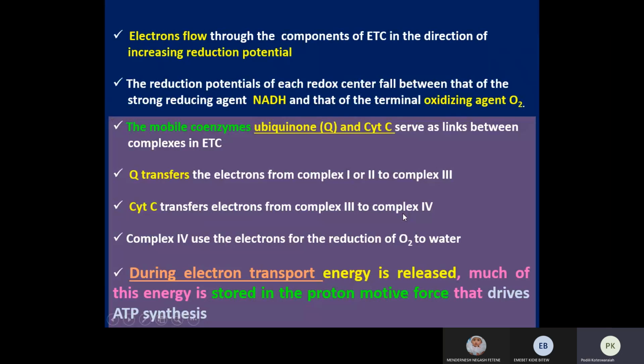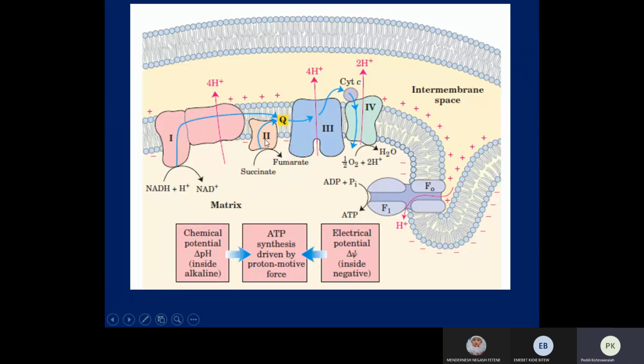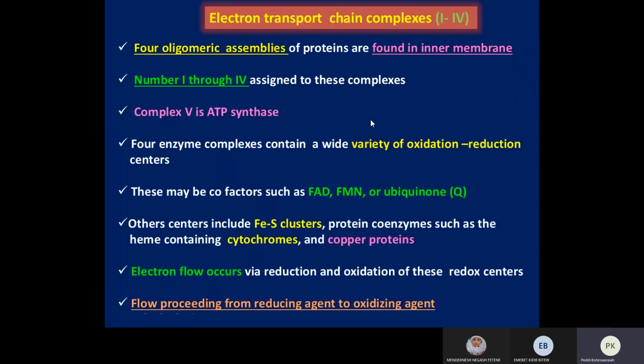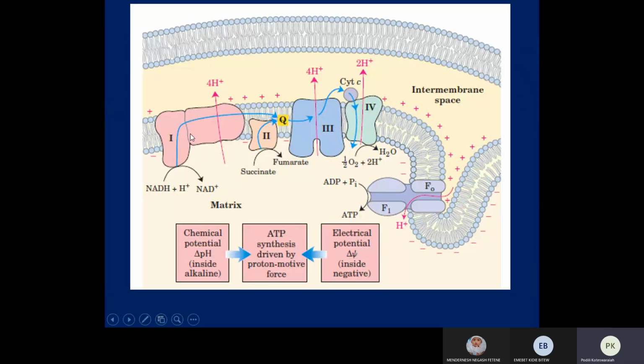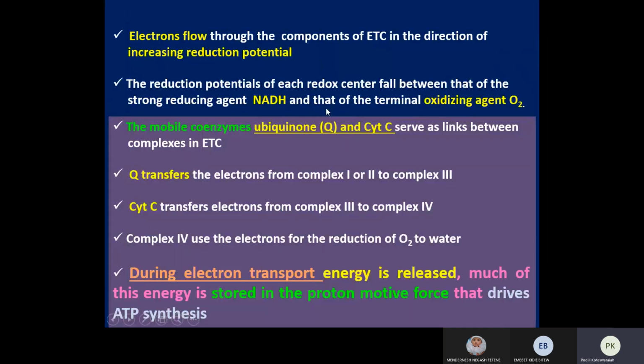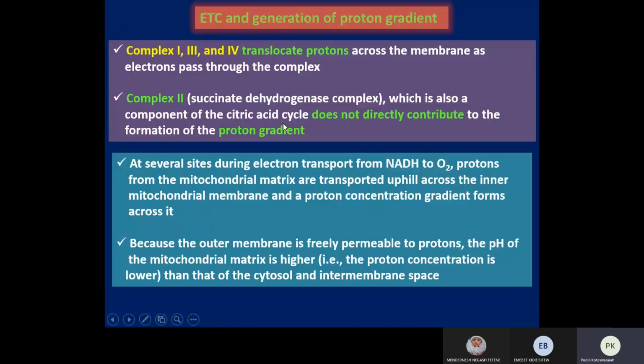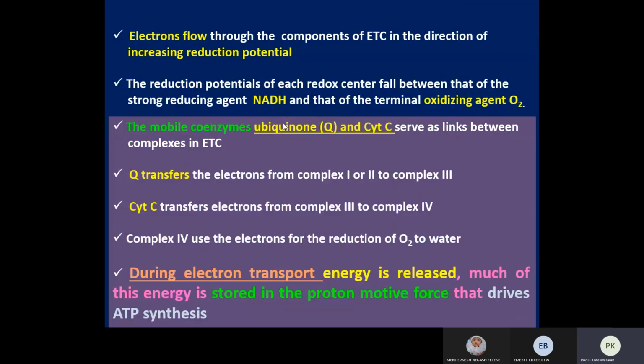In the electron transport chain, all these complexes are arranged in such a way that they start from the negative redox potential to the positive redox potential. In the sense, the more negative, the complex can easily lose the electron. The more positive, the complex can easily gain the electrons. So such arrangement facilitates the unidirectional electron flow. That means all the electron transport chain complexes are arranged from negative redox potential to positive redox potential.